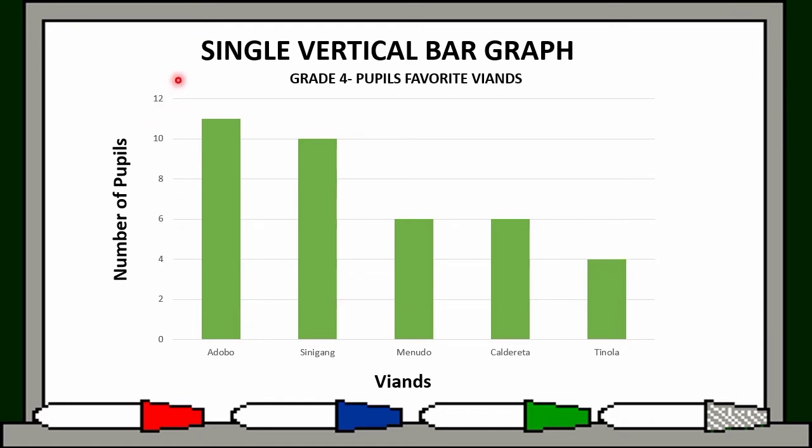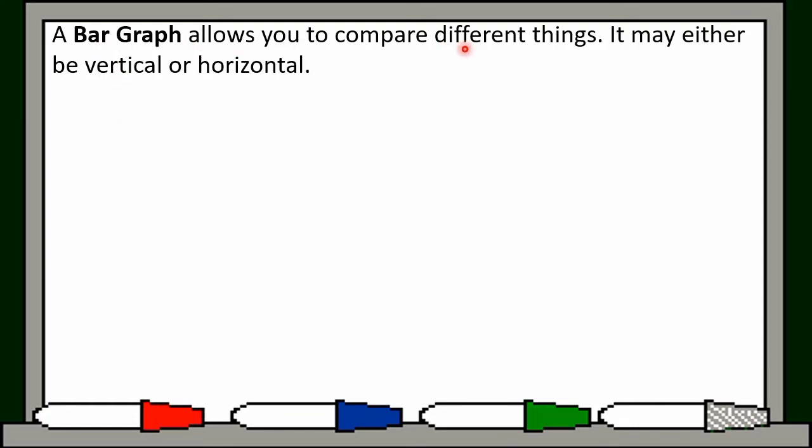So, without looking at the number of pupils, by just looking at the name of the viand and the bar, madedetermine mo kung alin yung may pinakamaraming boto at alin yung may pinakakonti. So, pinakamarami, itong pinakamataas, which is adobo. Ang pinakakonti is itong pinakamababa, which is tinola. The bar graph allows you to compare different things. It may either be vertical or horizontal, kagaya ng ipinakita ko sa inyo.